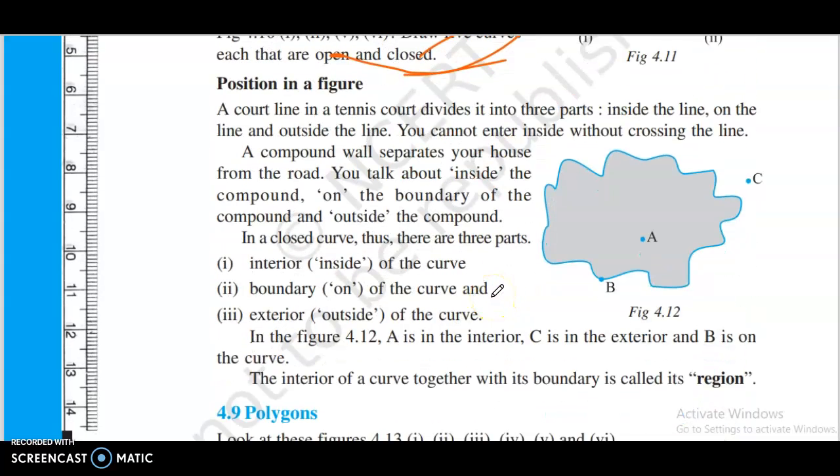Position in a figure. A court line in a tennis court divides it into 3 parts: inside the line, the line, and outside of the line. You can't enter inside without crossing the lines. A compound wall separates your house from the road. You talk about the inside of the compound, the boundary of the compound, and outside the compound. Here A, here B, here C.